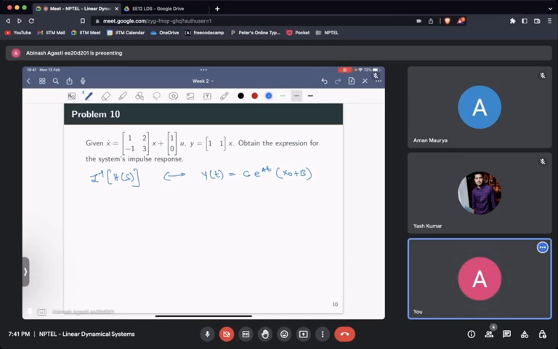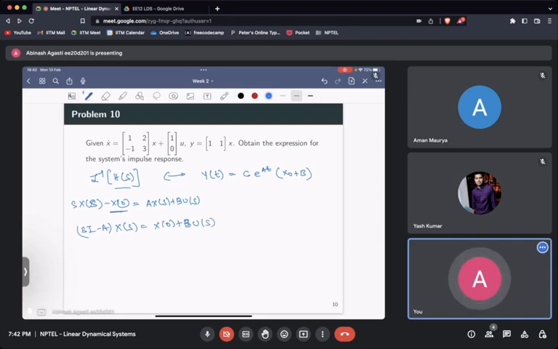Okay. Remember that while finding H of s, we took s X of s minus x naught equal to A X of s plus B U of s. If we don't eliminate x naught, then we have (sI minus A) X of s equal to x naught plus B U of s.